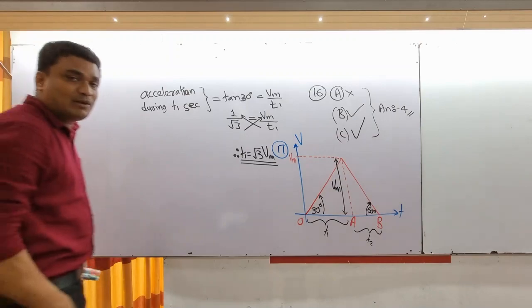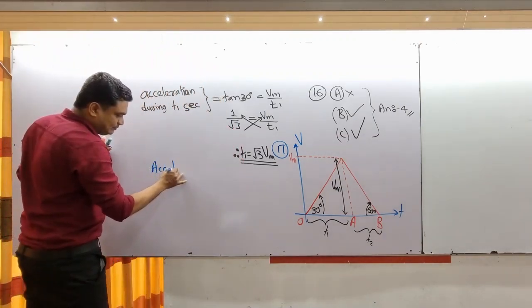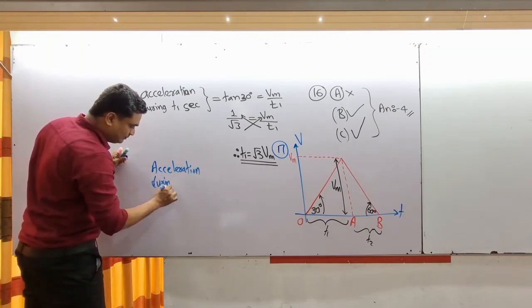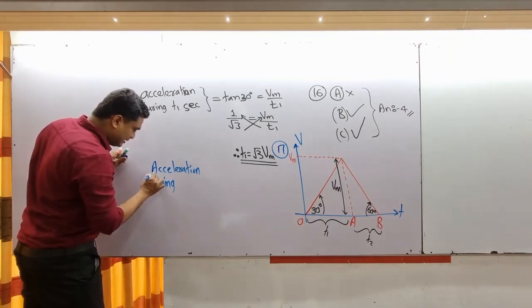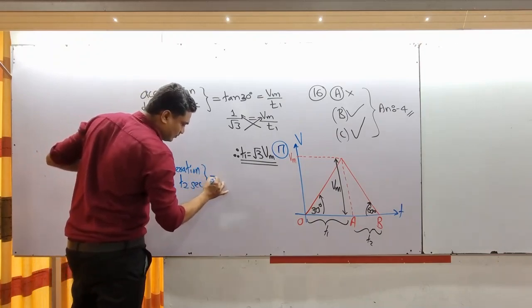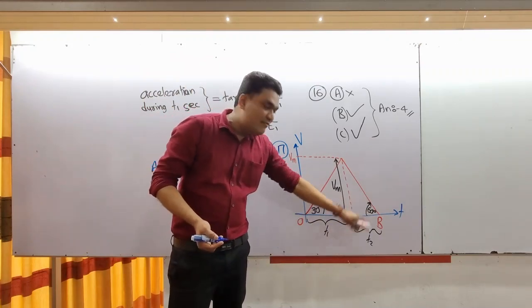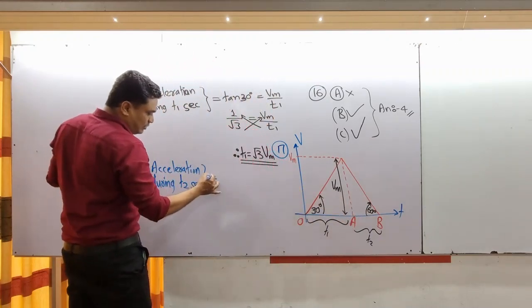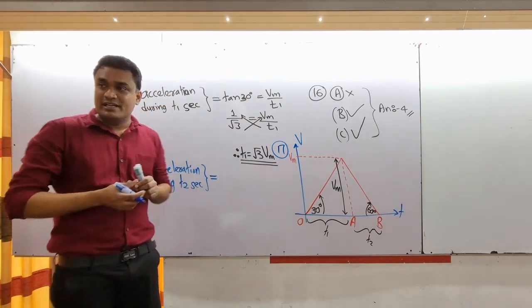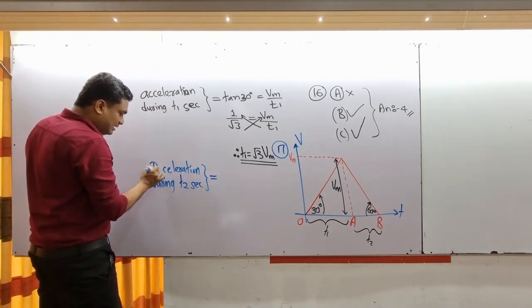Right, similarly, what is the acceleration during T2 seconds? Again, it is the gradient. So it means the tan value of this 60. We don't care about the magnitude. So actually this is not an acceleration, it is a deceleration. So it's better to say this is a deceleration.